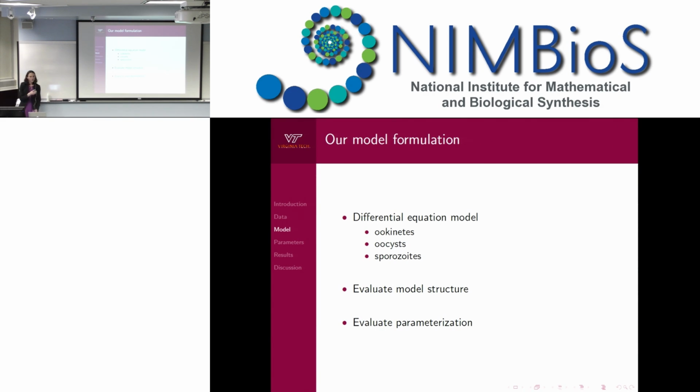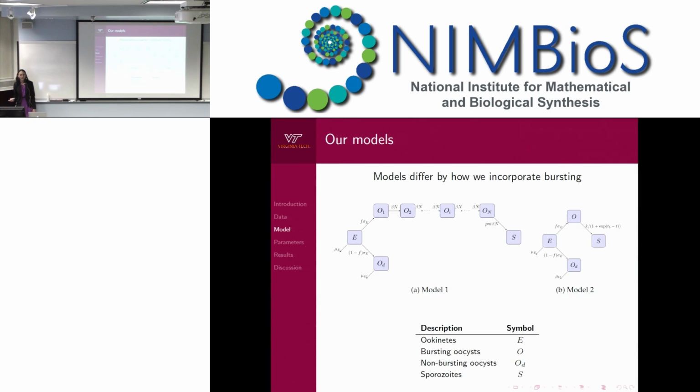Again, we only have data from ookinetes, so we're starting at ookinetes, we're looking at oocysts, and we're looking at sporozoites. We considered a couple of different model structures, and then we considered the parameterization quite in depth as well. That's what I want to talk to you about today, and the results that we fit in terms of the extrinsic incubation period, or that time to infectiousness.